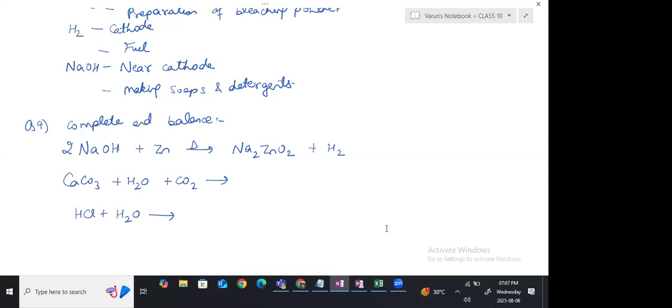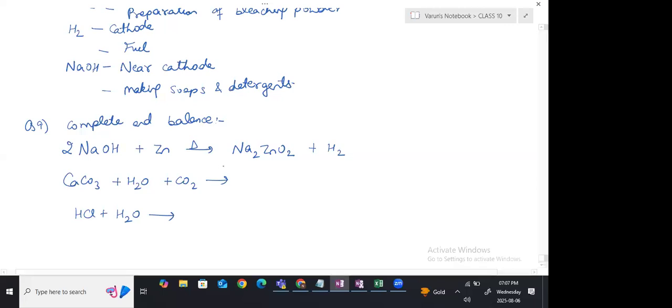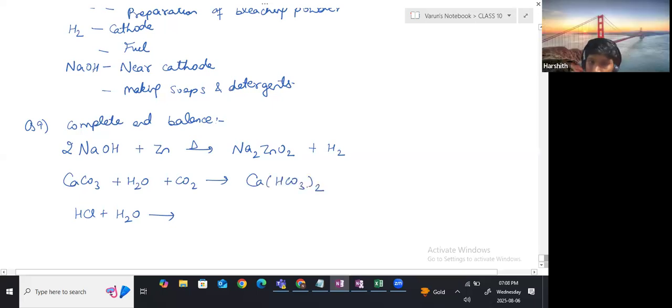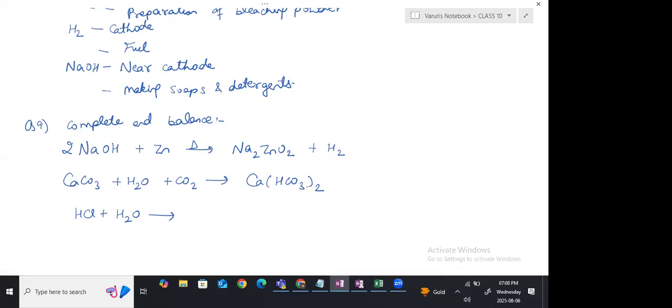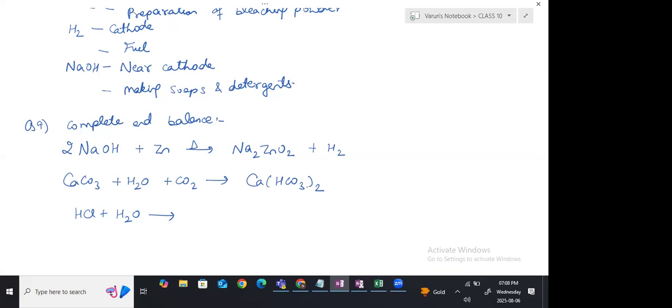What will be the product of the second reaction? CaHCO3 twice. What is that reaction? Can someone please explain what is actually happening over there? Ma'am, when lime water is given excess of carbon dioxide, it turns into calcium. What is lime water? Ma'am, Ca(OH)2.